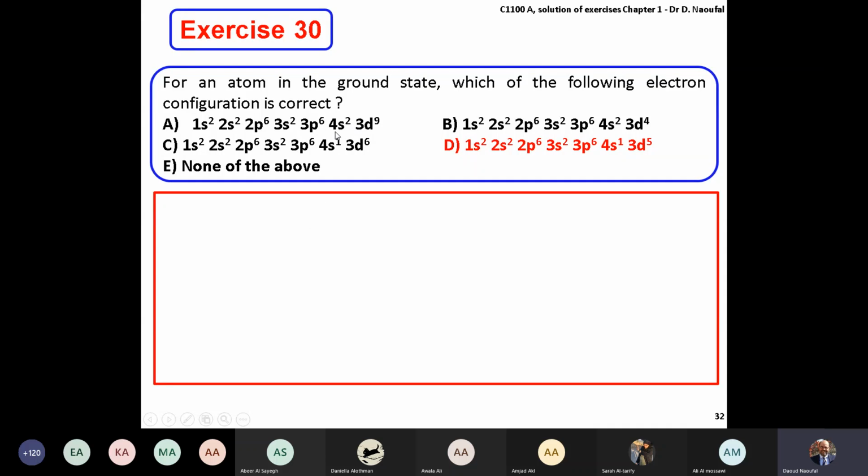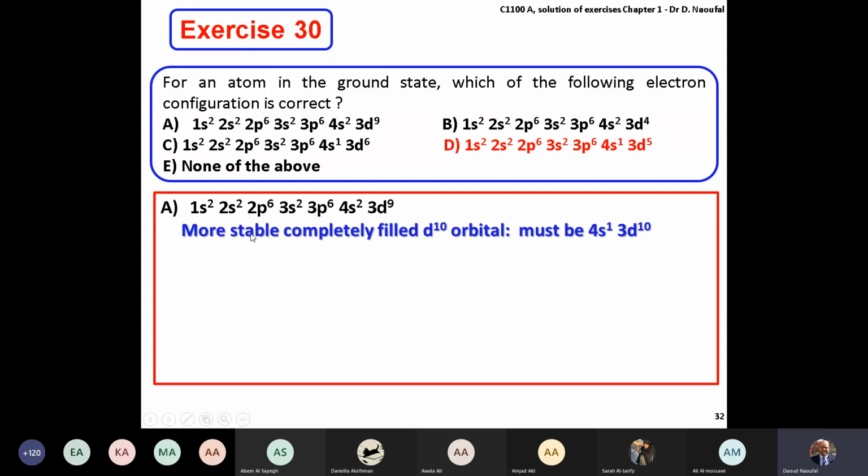This is a non-acceptable electronic configuration, since we know that we don't have d9; the electron will jump from 4s to d to give d10. The term ground state means the more stable electronic configuration. The more stable is when we have the d orbital completely filled. So the electronic configuration will end by 4s1, 3d10. This is incorrect.